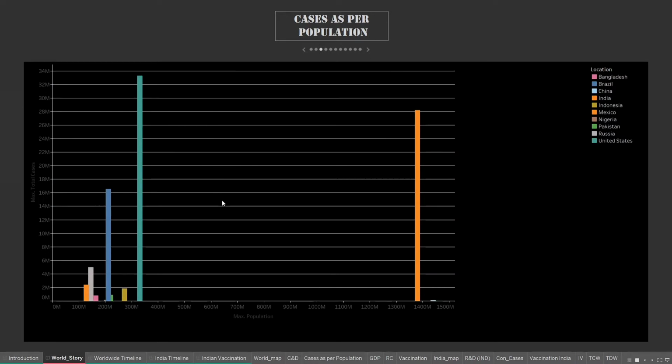Now, this bar graph stimulates the COVID spread as per the population. Clearly, we can see or we can draw out relation between cases and population. We have direct relation between number of cases and population except China, who hasn't technically revealed their true data.